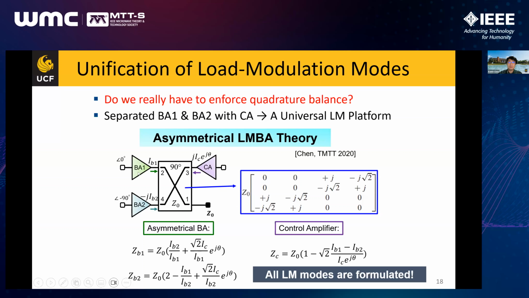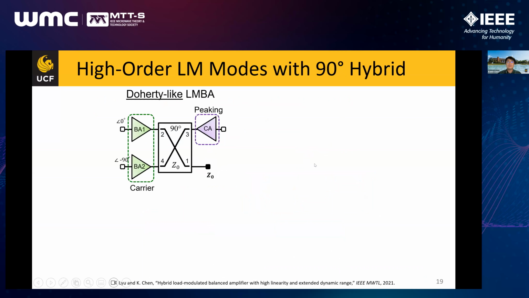And here, basically, BA1 and BA2 are not equal to each other, so this means that they are asymmetrical. So we renamed this mode the asymmetrical LMBA theory. It is a more universal load modulation platform and theorem. And with this asymmetrical LMBA theory, we can further form high-order load modulation modes with this 90-degree quadrature coupler.